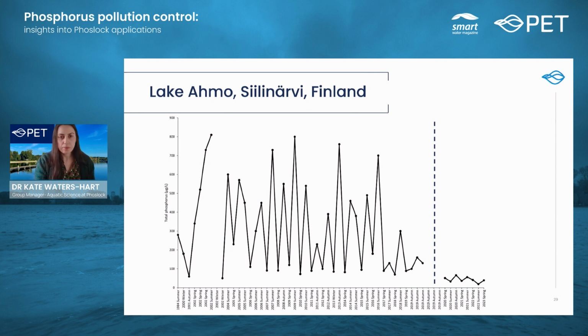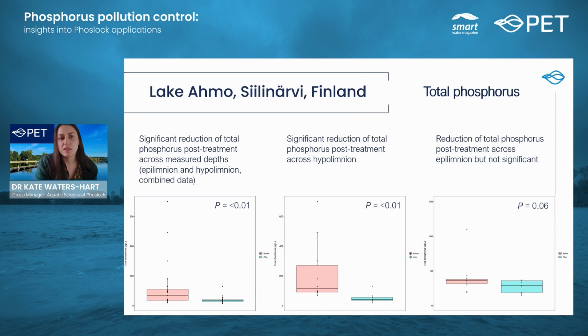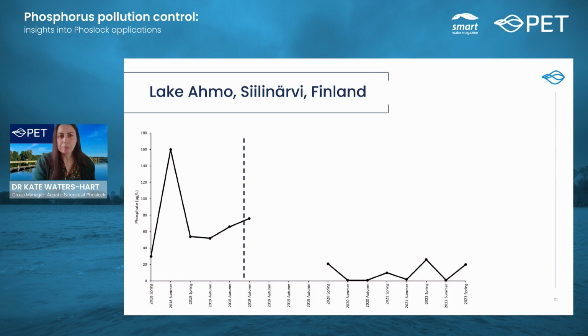seasons. So when we look at the statistics, pre and post treatment, again, the box plots there showing before and after. The one on the left is looking throughout the water column. So as the water column as a whole, we've seen a significant reduction in total phosphorus. And again, in the hypolimnion as well, we've seen an almost significant reduction in the epilimnion. I'll also explain why in a minute when we look at the phosphate data.